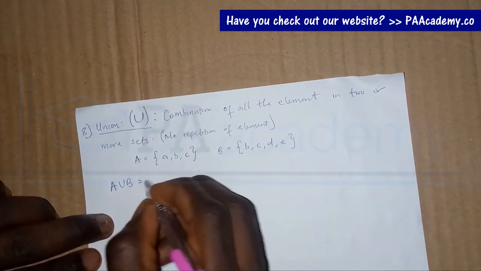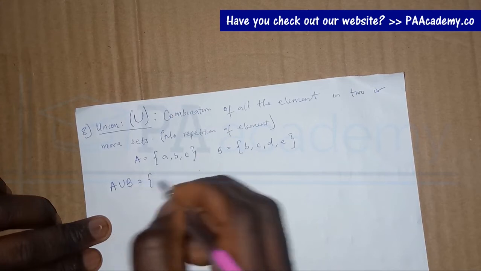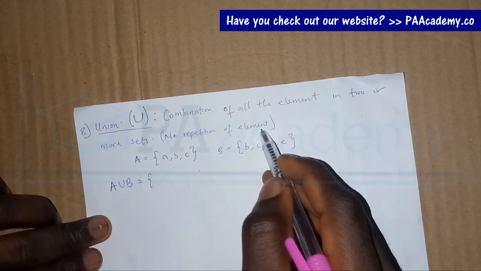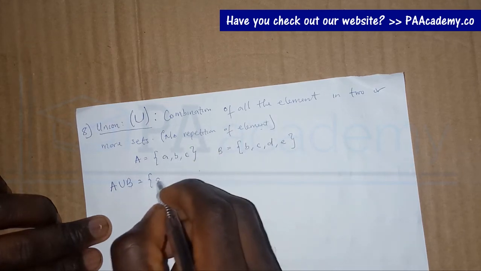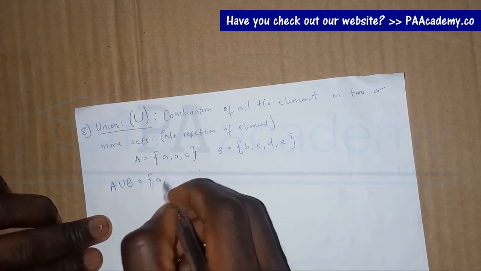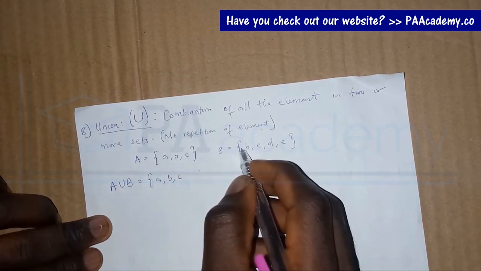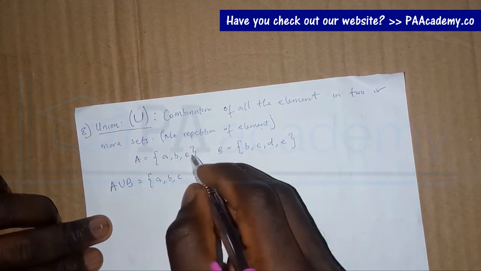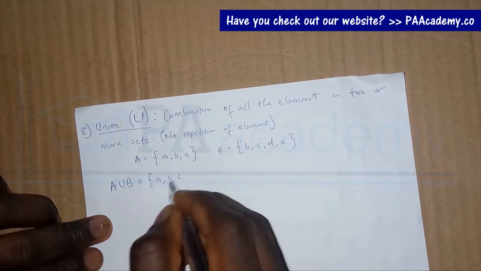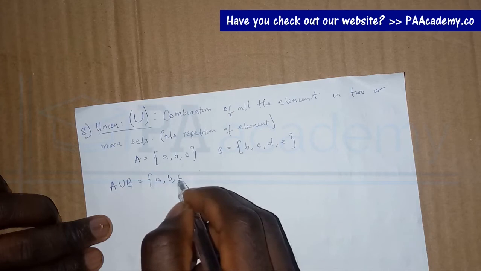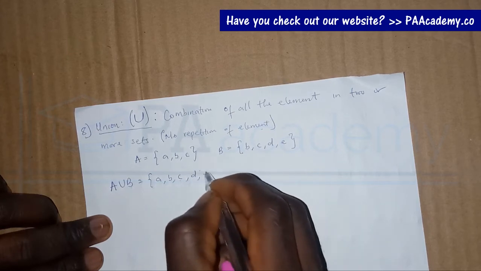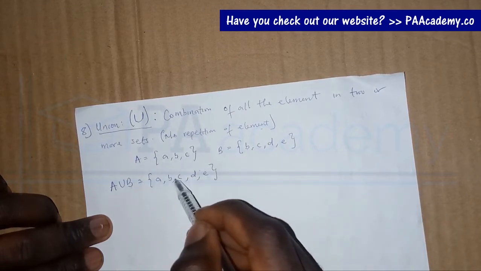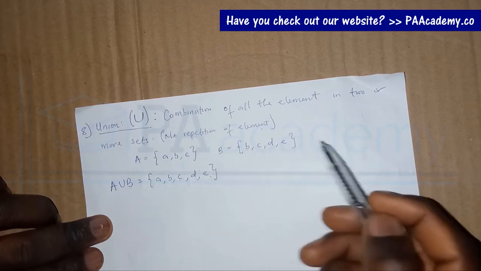In answering such a question, we are going to have, like I said, a combination of all elements in two or more sets. Note there will be no repetition. So let's look at that of A. We have A, B, C, the elements in set A. That of set B, we also add together. Now you can see that there's B here and there's also B. There is C and there's also C. So there's no need to write it out again because we've already written it. So we add D, E, and then we close it. So the union of A and B will give us A, B, C, D, E. So that's what we mean by union.